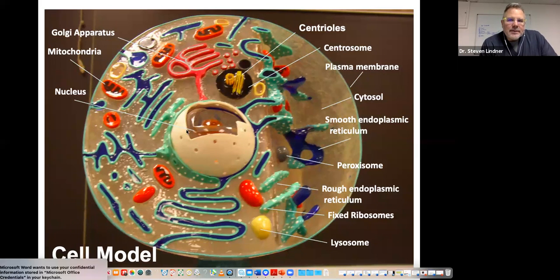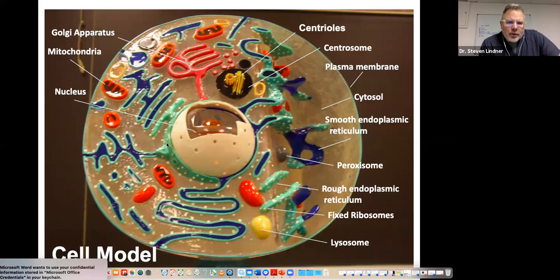Then outside of the nucleus, we have this white membrane that is called the nuclear envelope. That's called the nuclear envelope. And these little holes are called nuclear pores. Nuclear pores. So you have nucleolus, nucleus, nuclear envelope, and within the nuclear envelope, the nuclear pores. Each of these have specific functions.